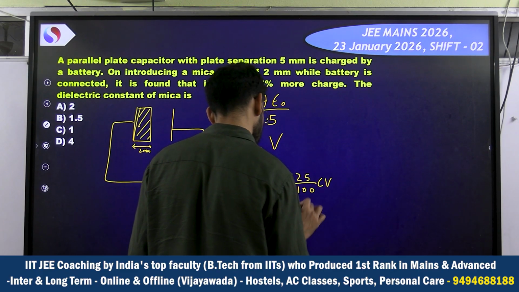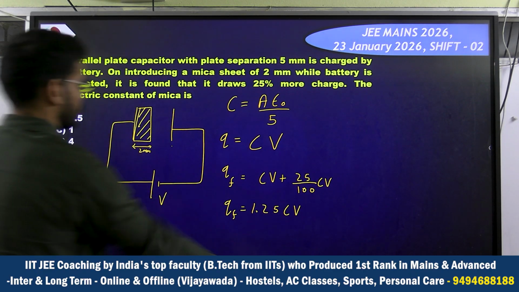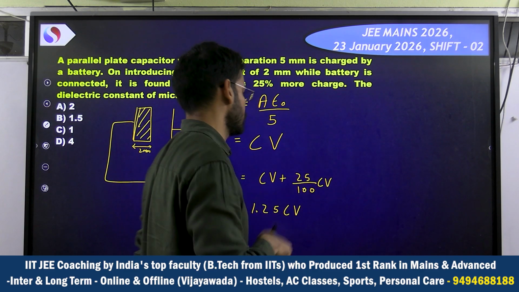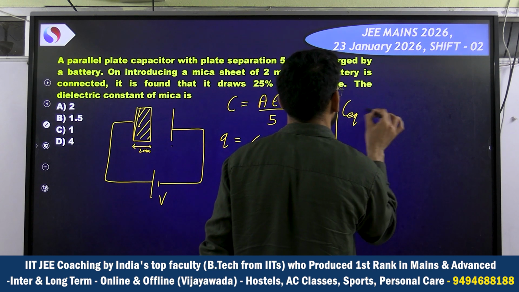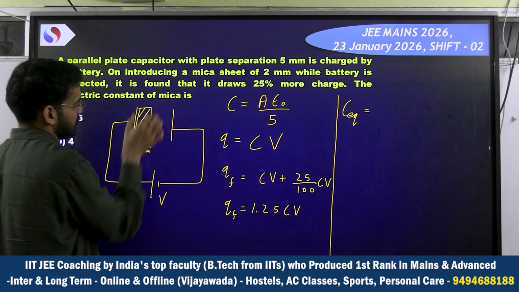1.25 CV. Agree? Then after, this is the Q final. So get the C final, right? Then after, you will have C final and this C capacitance, your relation, right? So final C equivalent will be how much? Here you can say this is 2 mm thickness you introduce.